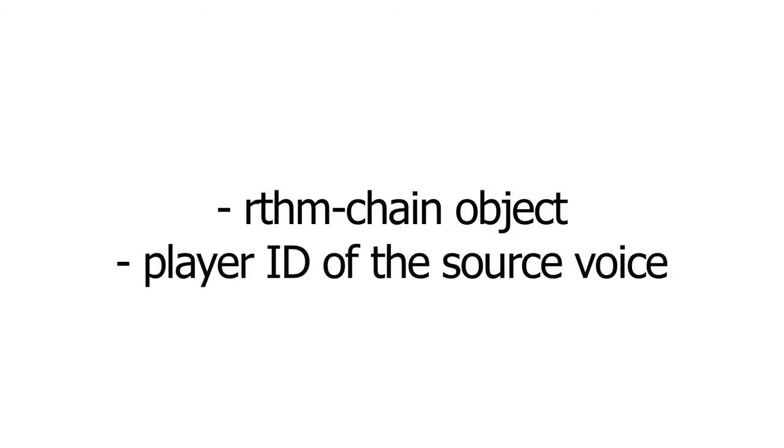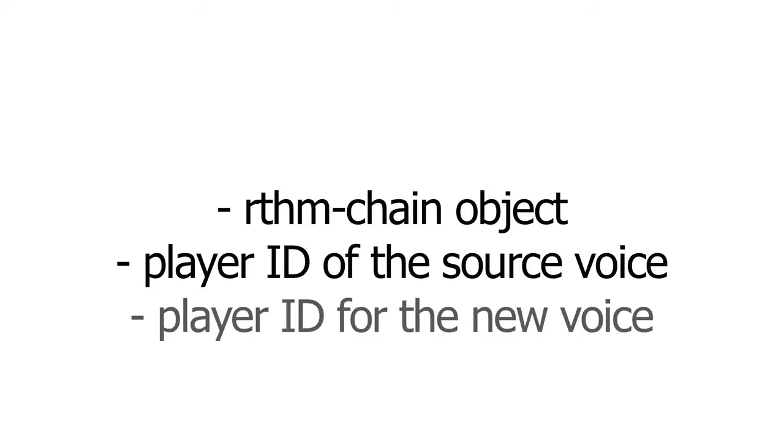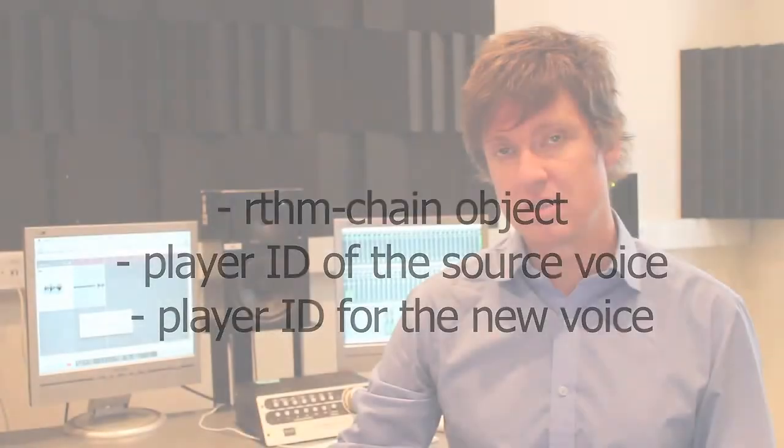So the arguments to the add voice method are the rhythm chain object we've already just created, with the two voices already inside it, the player ID of the source voice, and then the player ID for the new voice. So the player ID of the source voice is either the 1 beat, the faster moving counterpoint, or the 2 and 3 beat, the slow moving counterpoint voice.